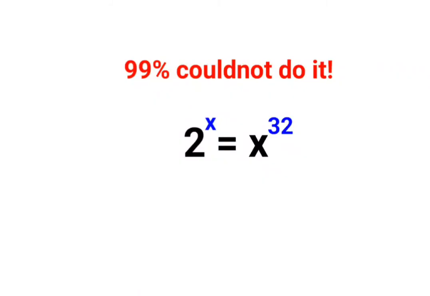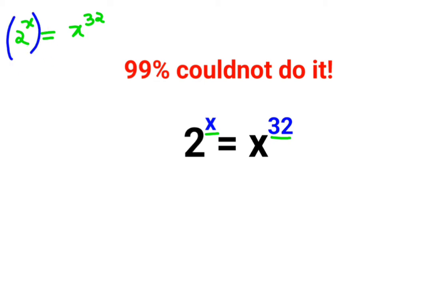Welcome everyone. So today we're going to solve a very nice indices problem. We have 2 raised to x and then we have x raised to 32, and both of them are equal to each other. So in order to find the value of x, let's try and shift all the variables on one side and all the constants on the other side. Now how can I do that?